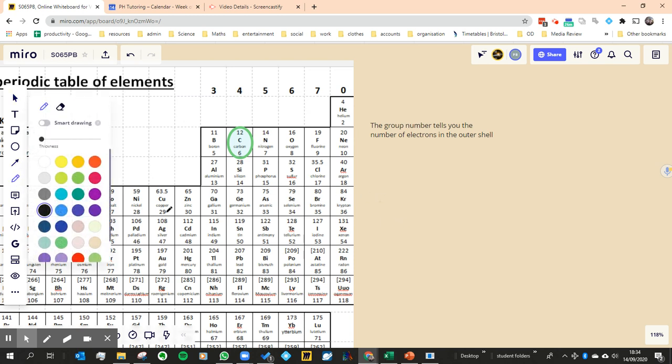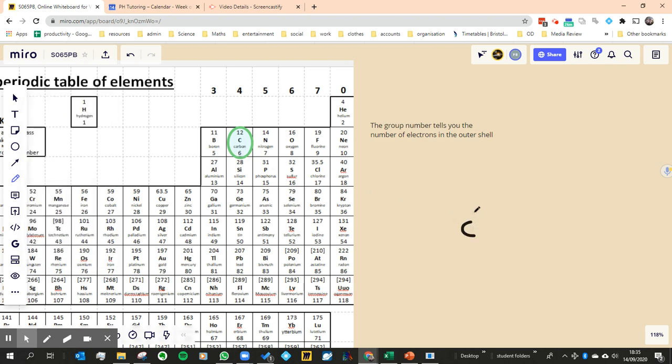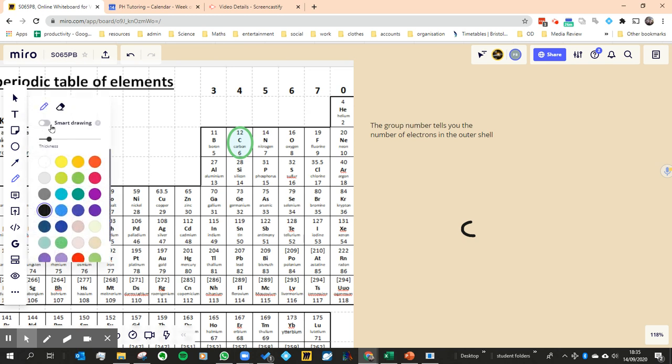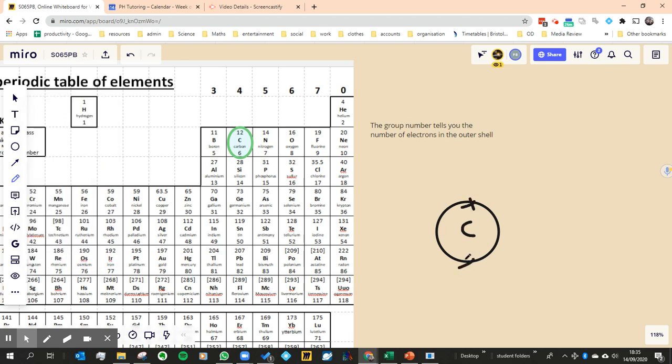Now we can prove that because we can draw carbon. So we know carbon's got 6 protons, and it's got a mass number of 12. If it's got 6 protons, it's got 6 electrons. So if I draw my carbon in the middle, I'm not going to bother drawing the nucleus because I'm just interested in the electrons right now. Draw my first shell. So that's the first shell.